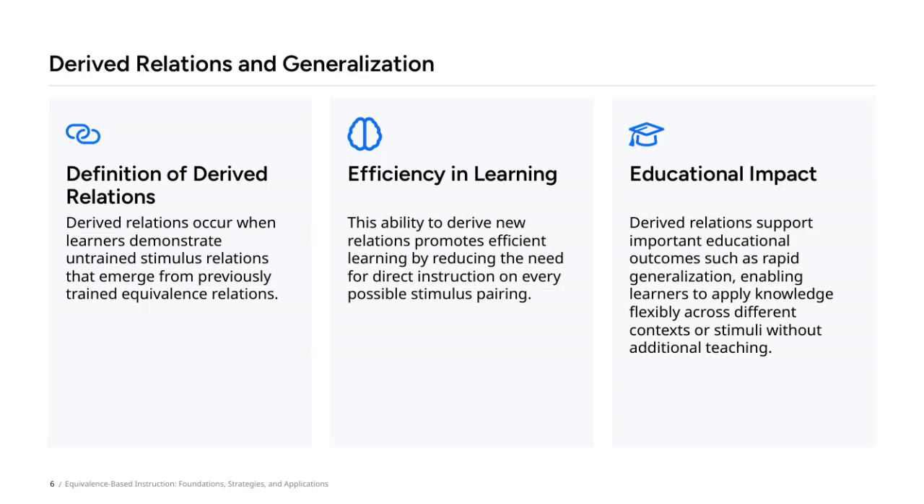Derived relations happen when learners show responses to stimulus connections that they haven't been directly taught, but that naturally emerge from previous equivalence relations they've learned. This ability is really powerful because it helps make learning more efficient. Learners don't need to be taught every single possible pairing explicitly. Instead, they can generalize from what they already know.